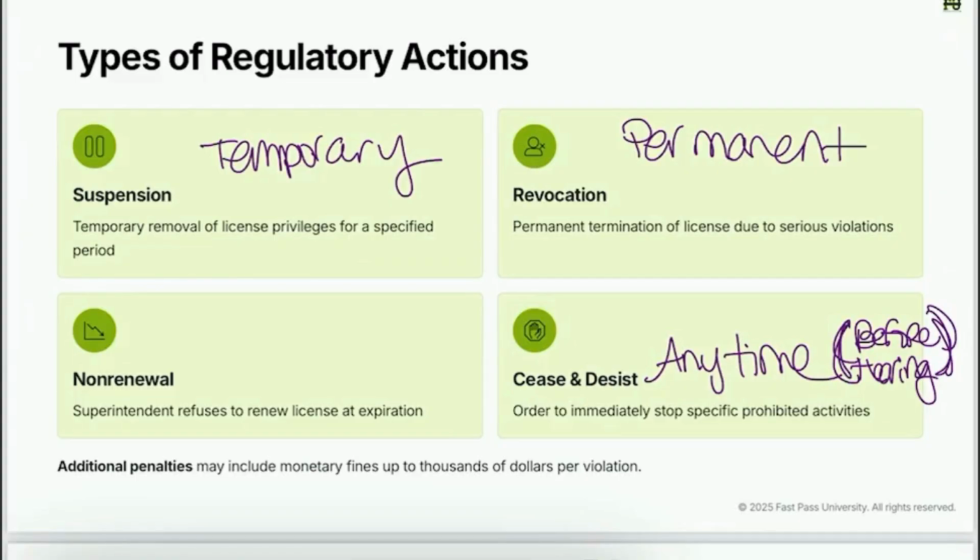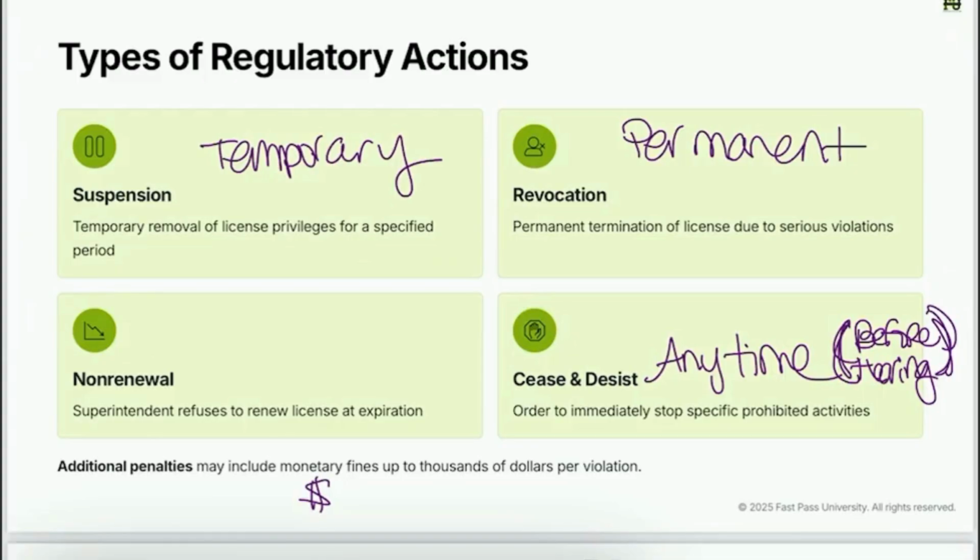Additional penalties may include monetary fines up to thousands of dollars per violation. So on top of risking your license for suspension or revocation or non-renewal, you could also get a cease and desist telling you to stop doing anything that you're doing. You could also have fines and penalties that can get quite costly.